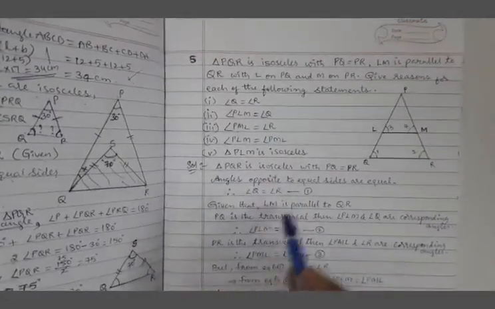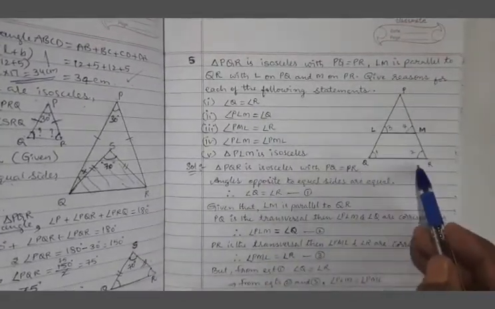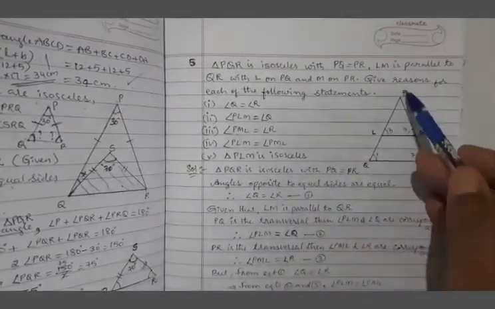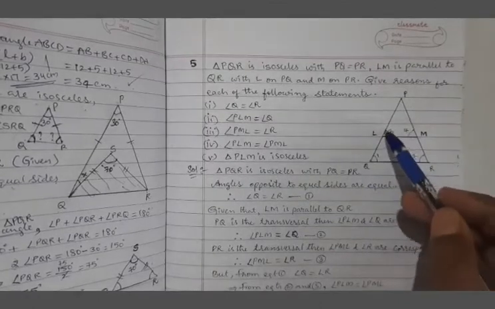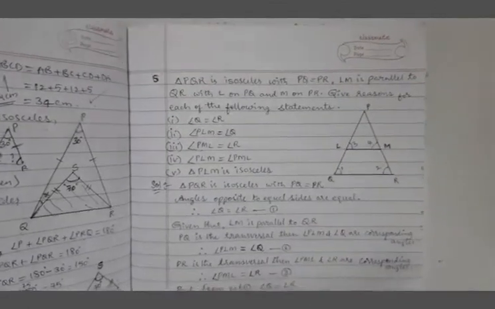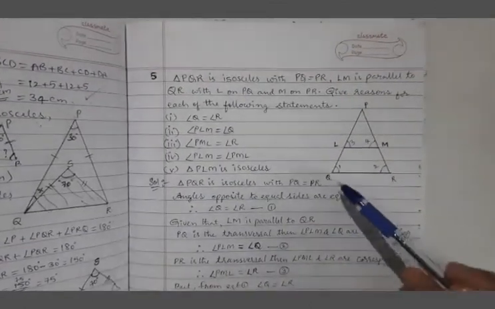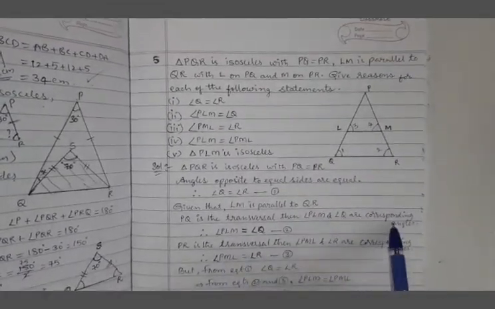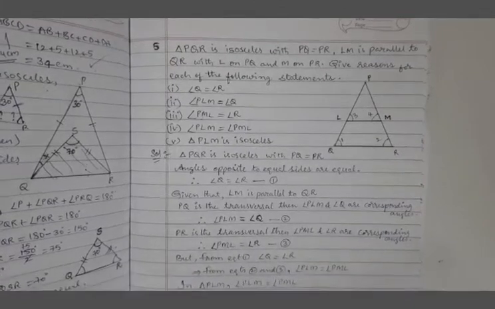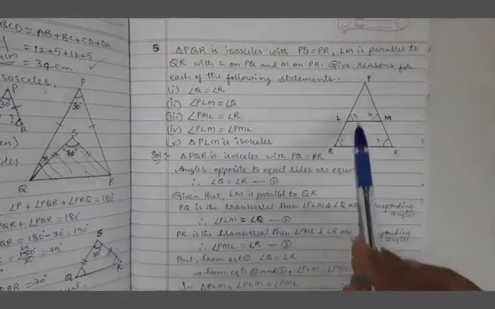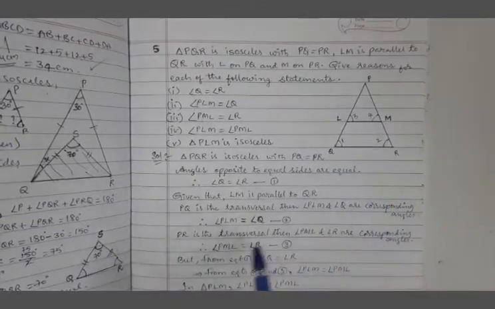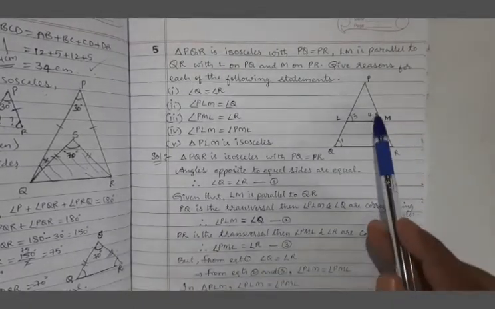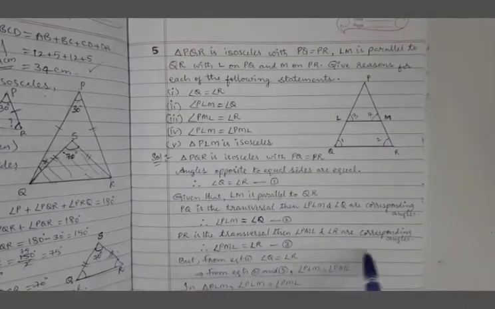Next, given that LM is parallel to QR. Now observe these two are parallel lines. The left one is the transversal. Therefore, angle 3, angle 1, you can see the numbers in the notes, children. Angle 1 and angle 3 are equal. That means what type of angles they are? Corresponding angles. When corresponding angles are there for two parallel lines, they will be equal. This is the answer.